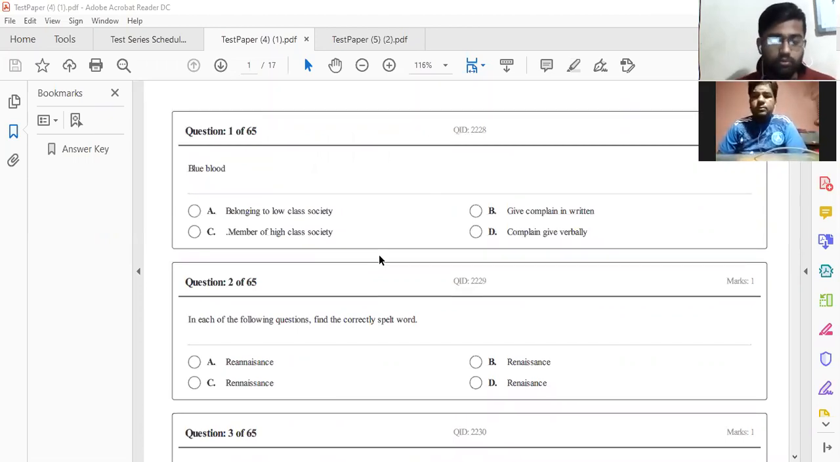Blue blood. Okay, belonging to, what is the answer? C, member of high class society. Okay. Reservoir.